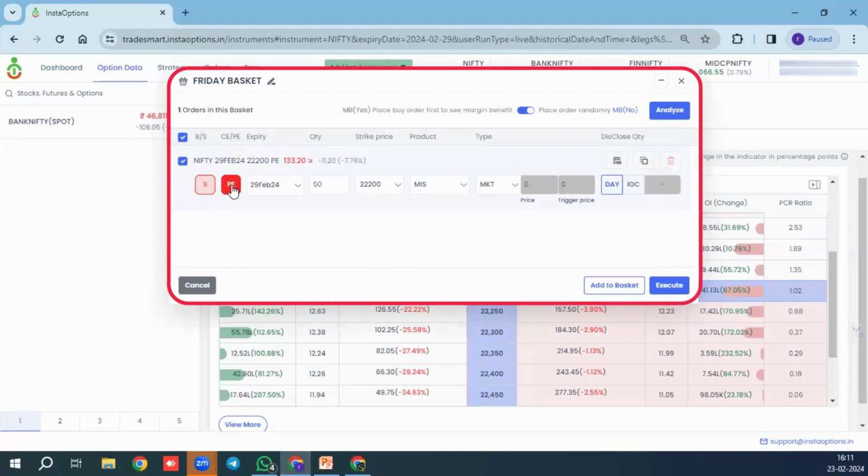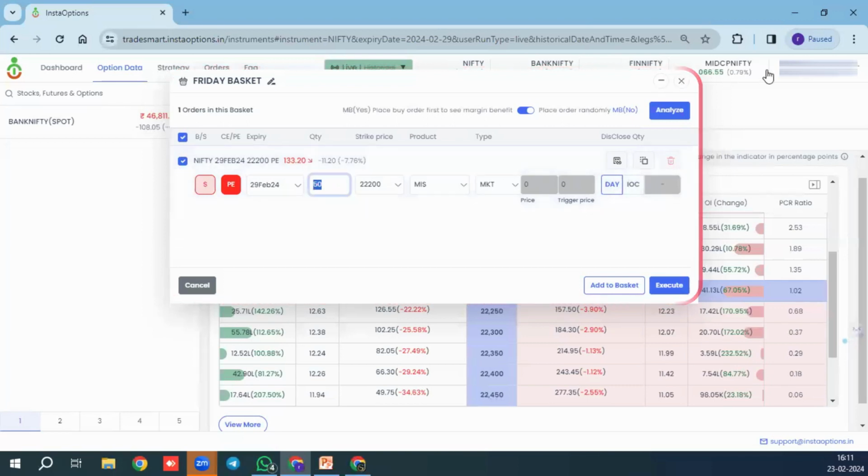Put को change करना है तो इधर change कर सकता है. ठीक है, और expiry, number of lots, strike price, order type, everything is here. So you can do it. Okay, you can change it. If you want to have like a default, if you want to change to 4 lots or 10 lots or 30 lots, you can go to settings.